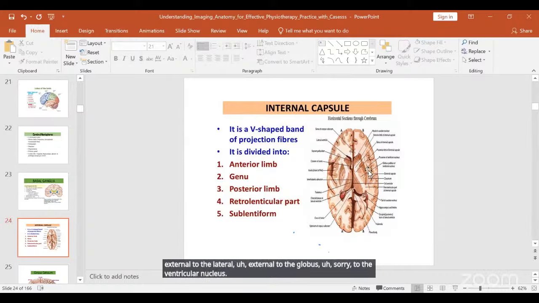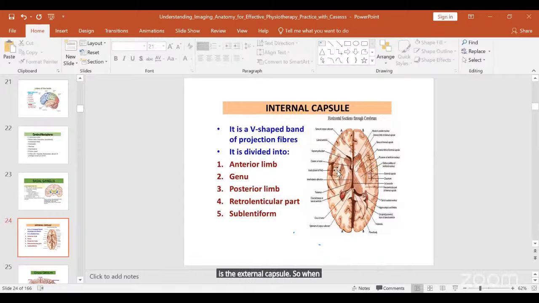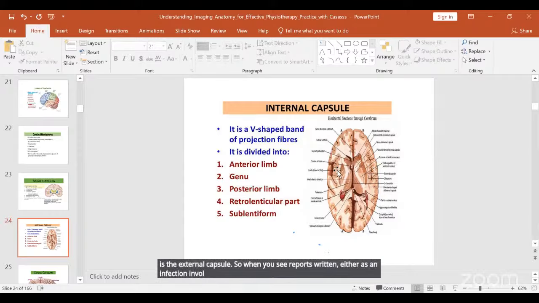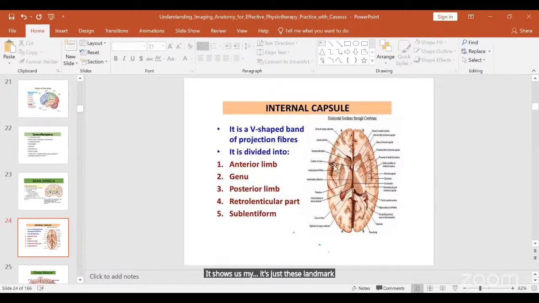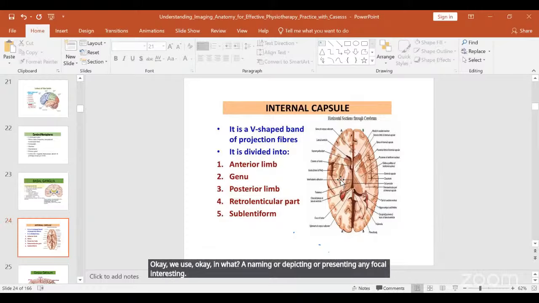the external capsule. So when you see reports writing, there is an infarction involving the external capsular area on the right side, you begin to wonder how they did it. It's just these landmarks they used, or we use, okay, in naming or depicting or presenting any focal interesting findings.